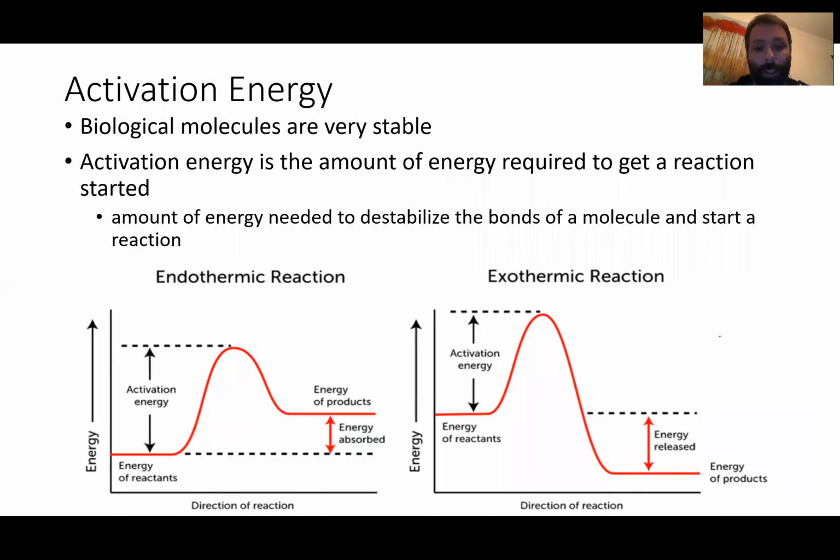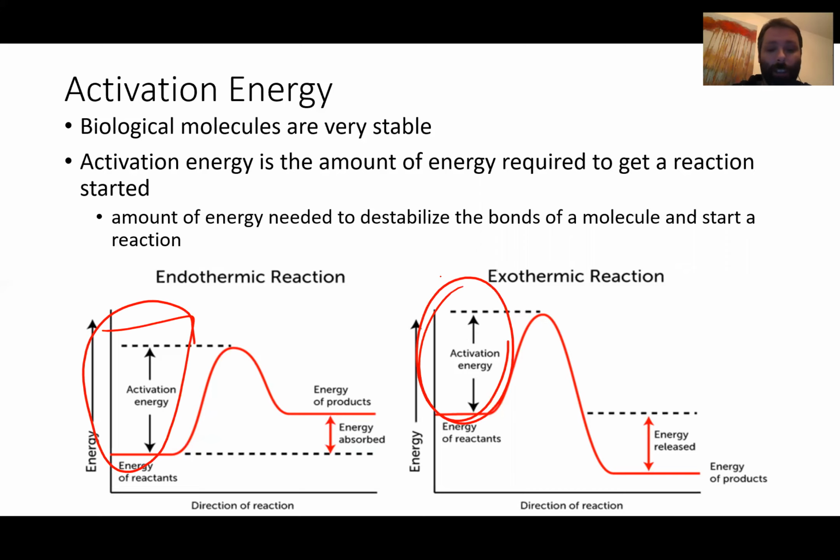But there is an interesting thing about these molecules: your biological molecules should be very stable, right? It would be kind of difficult to be alive if you were constantly worrying about your molecules falling apart. So macromolecules, lipids, carbohydrates, and of course nucleic acids are held together by very strong, stable covalent bonds. This means that no matter whether this is an exothermic or endothermic reaction, we need to add energy at the beginning, something called the activation energy, right?